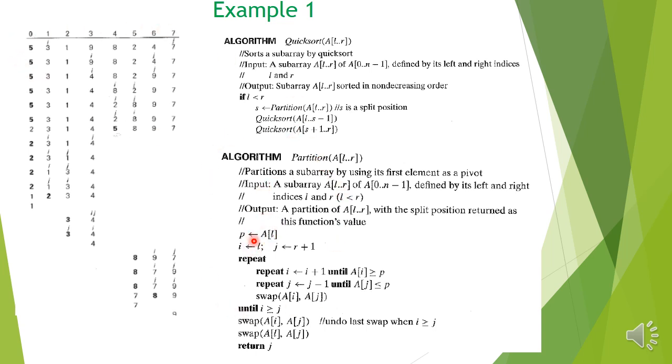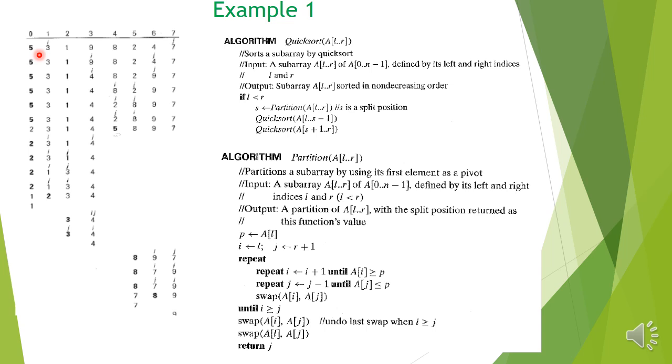Now we are assigning the A of L value to P here. So A of L, that is A of 0, is assigned to this partition element, so that 5 is stored in P. Now we have to assign L to I and R plus 1 to j. So I will be present here and j will be present in this location. Now we have to call the do while loop, and here we have to increment the I value. Then we have to check the condition.